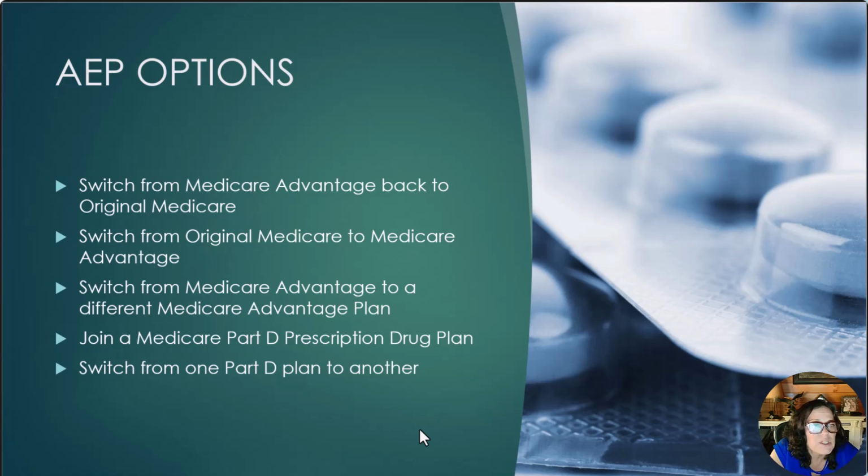This is the time when we can switch from Medicare Advantage back to Original Medicare. We can also switch from Original Medicare to Medicare Advantage. We can switch Medicare Advantage to Medicare Advantage. We can join a Medicare Part D drug plan, or we can switch from one Part D drug plan to another. Most folks will be changing from Advantage to Advantage or Part D drug plan to another Part D drug plan. Those of you who are looking to switch those kinds of options, we can go through those with you, but these are the things we can change in the annual enrollment period.